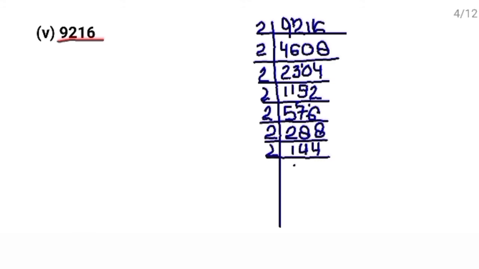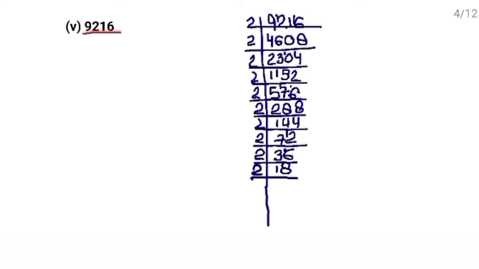Again 2 7s are 14, 2 2s are 4. Again by 2, 2 3s are 6, 1 is remaining, 2 6s are 12. Again by 2, 2 1s are 2, 1 is remaining, 2 8s are 16. This is again divisible by 2, 2 9s are 18. This is divisible by 3, 3 3s are 9, 3 1s are 3.